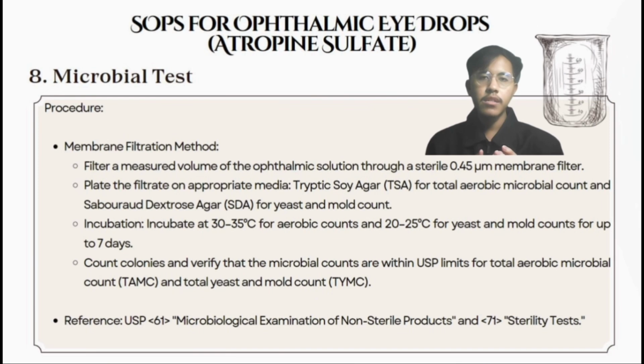Next, the microbial test ensures the microbial counts are within the acceptable limit. The solution is filtered through a sterile 0.45 micron membrane, and the filtrate is cultured on tryptic soy agar (TSA) for total aerobic microbial count and Sabouraud dextrose agar (SDA) for yeast and mold count. TSA is incubated at 30 to 35 degrees Celsius, while SDA is incubated at 20 to 25 degrees Celsius. Colony counts are compared to the USP limits, and these tests follow USP 61 and USP 71.